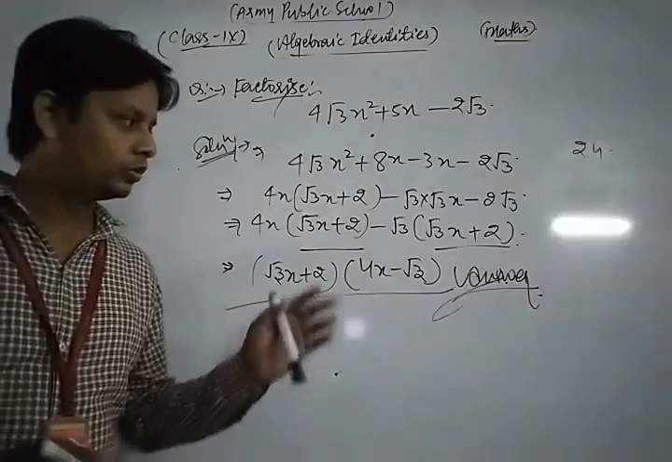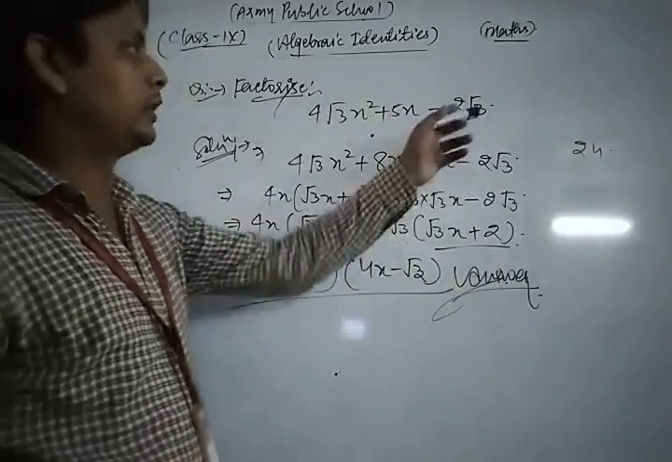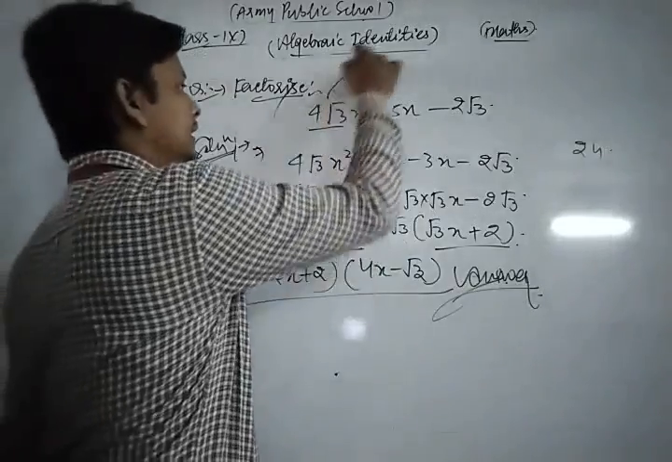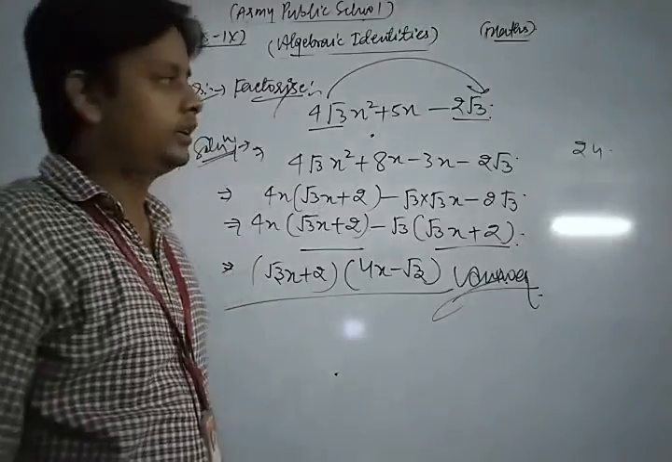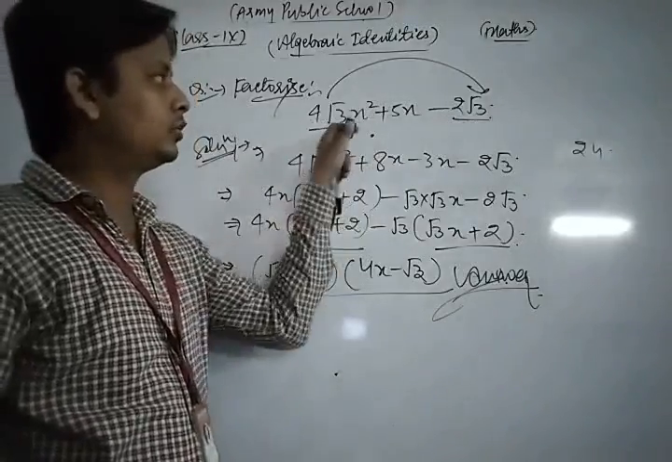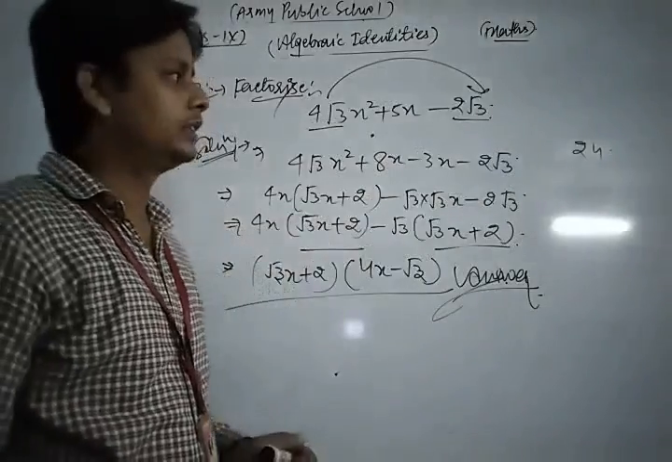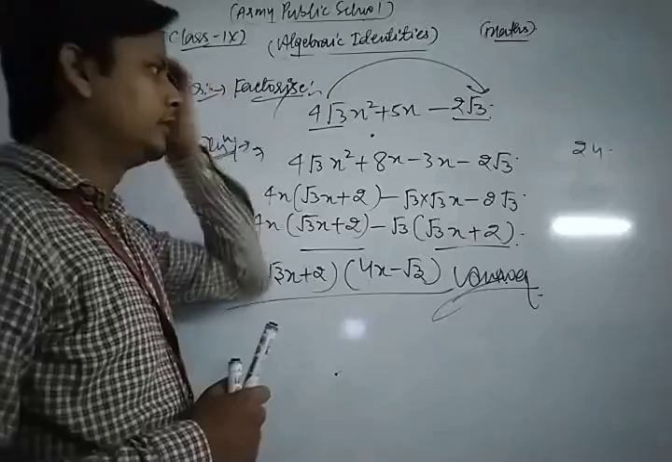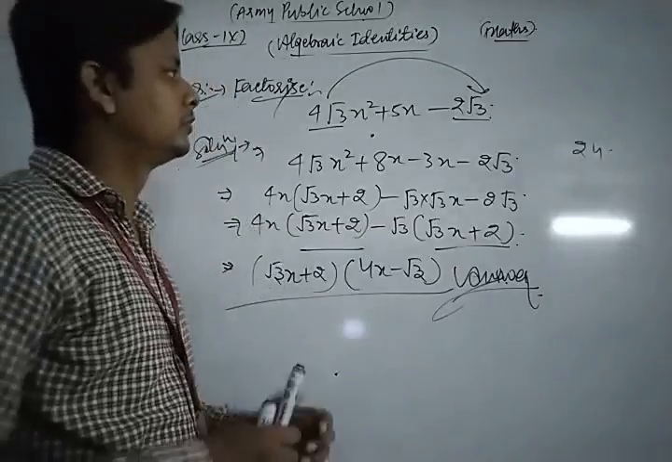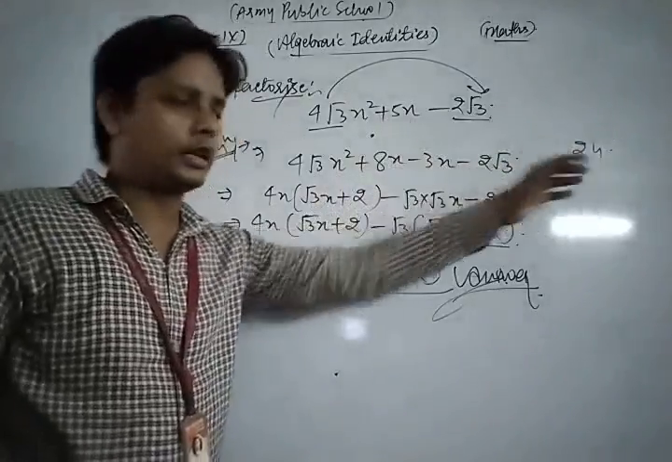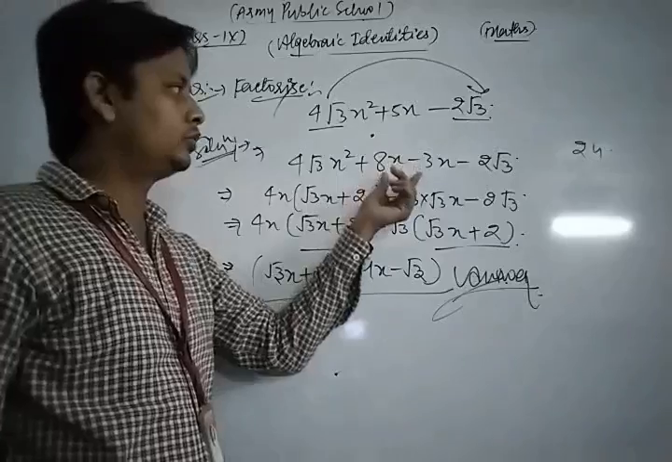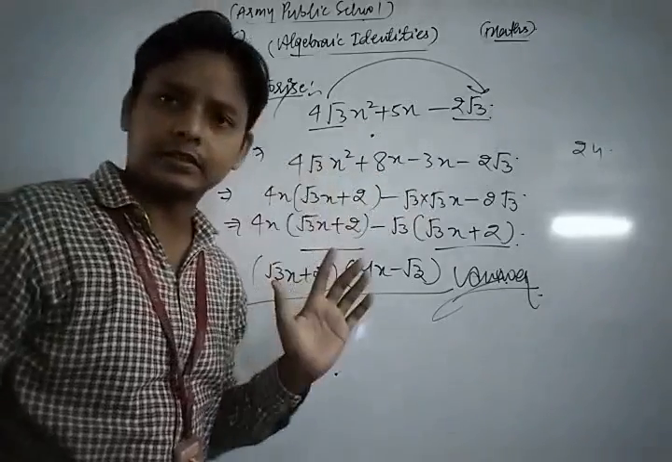Okay. So look, first of all we multiply these terms, we get 4 2s are 8 root 3, that is 3, and 8 3s are 24. So first of all we split the middle term into 8x minus 3x.